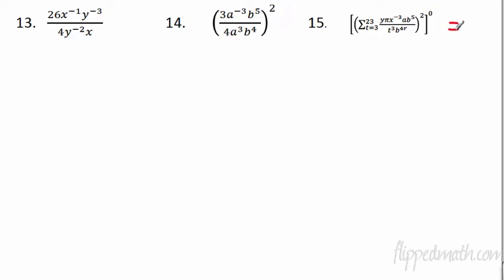Number 15, zero power. Anything to the zero power is 1. Bummer if you work that out. You should check for that. Anything to the zero power is 1.